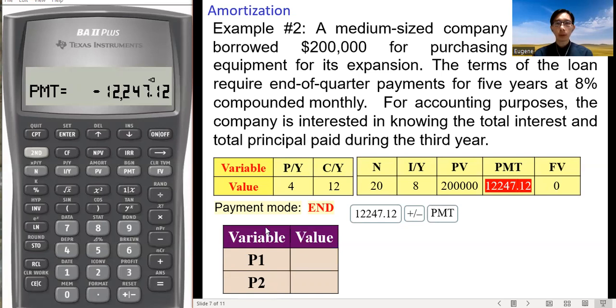The question asks about the information during the 3rd year. We need to identify the payment numbers in the 3rd year. Quarterly payments. So in the 1st year, the payment numbers are 1, 2, 3, and 4. The 2nd year, the payment numbers are 5, 6, 7, and 8. So in the third year, the payment number start with 9 and up to 12.